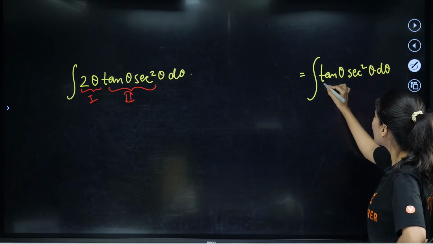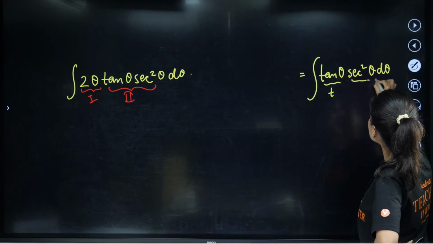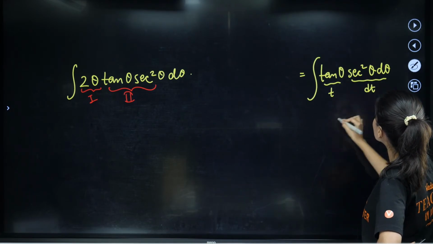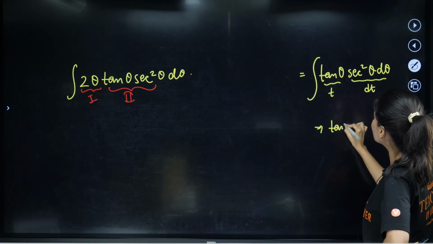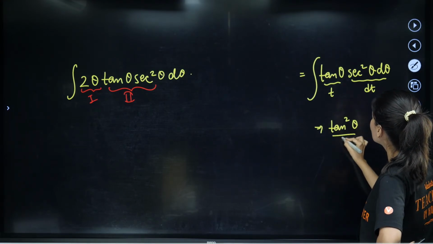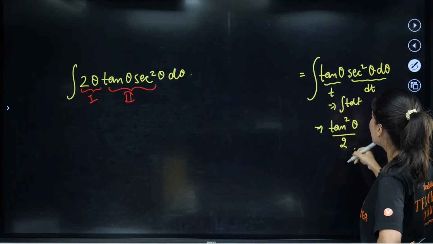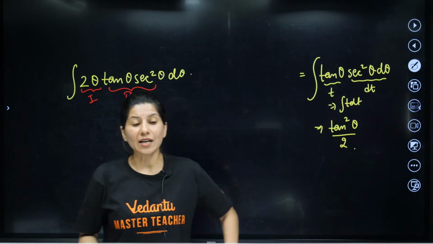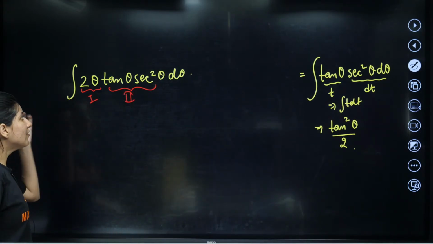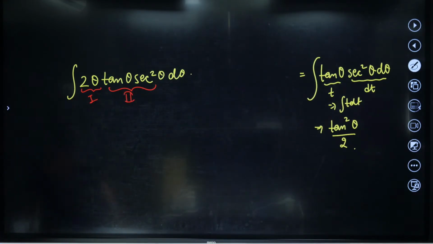So yes, put tan theta equals t. So sec square theta d theta will be dt. So finally the integration of this will be tan square theta by 2, because this will become t dt, so t square by 2, tan square theta by 2. That means if first function and second function are both involved, we know the derivative of both the functions definitely.